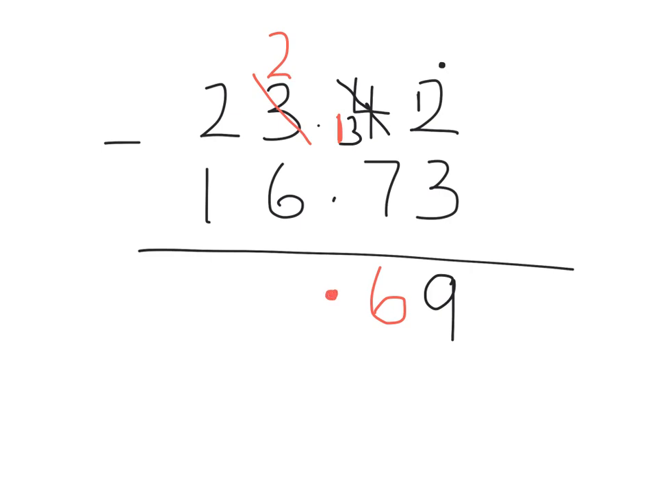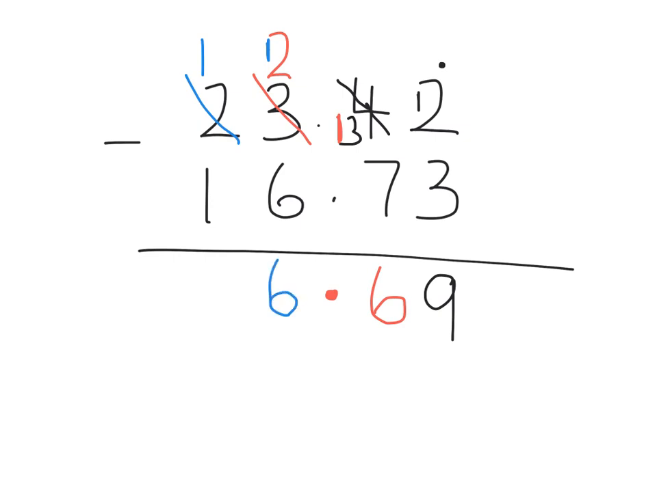Now what I'm going to do is I'm going to take away my ones. So to take away 6 I can't do. So I'm going to borrow again from the tens column and turn it into ones. So I'm going to move my 10 into the ones column. So it's going to become 12 ones, take away 6 ones, which is 6.